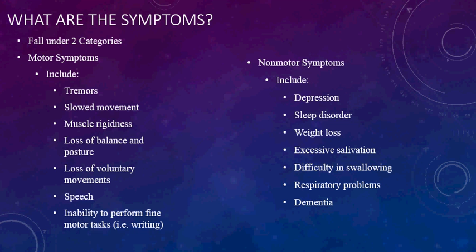Muscle rigidness. Muscle stiffness may occur in any part of your body in an individual with Parkinson's disease. The muscle stiffness can limit your range of motion and even cause you pain. Loss of posture and balance. Your posture may become stooped, or you may have balance problems as a result of Parkinson's disease.